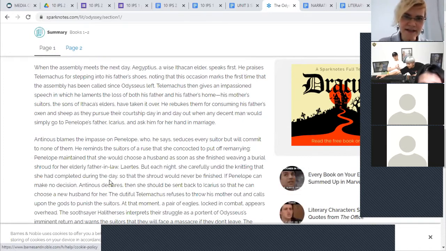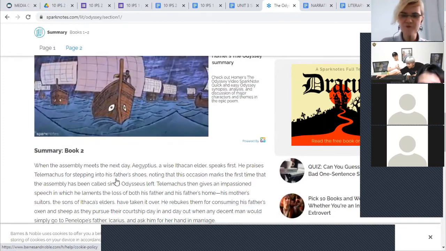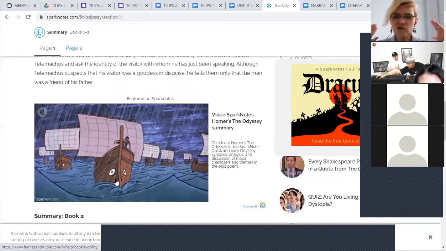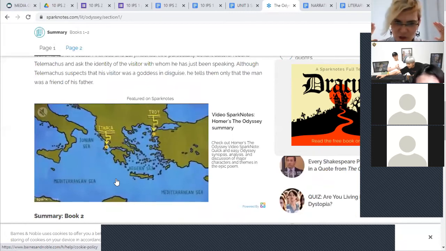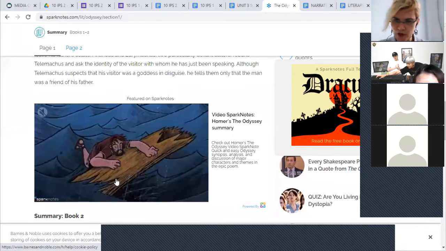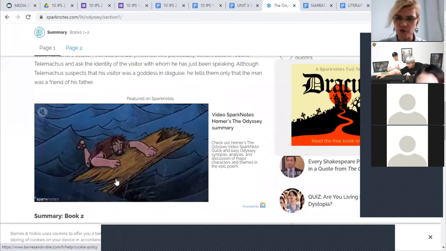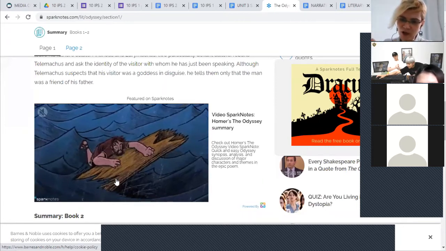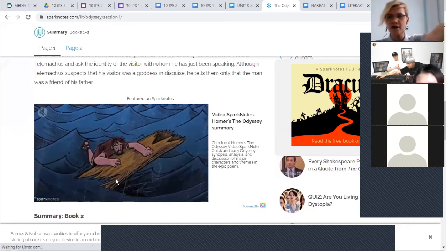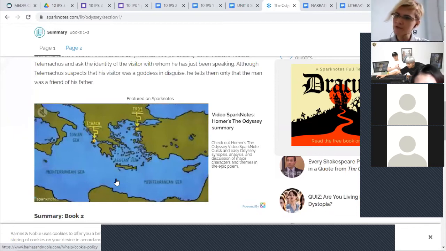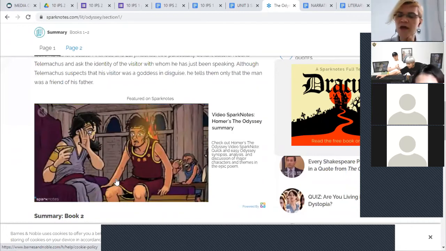So what is chapter 2 about? To recap, Odysseus went to Troy to fight the Trojan War. The war took 10 years. They won it. Remember the wooden horse that was brought into Troy as a gift? Inside were all the warriors, and at night they came out and destroyed the city. So Odysseus won.